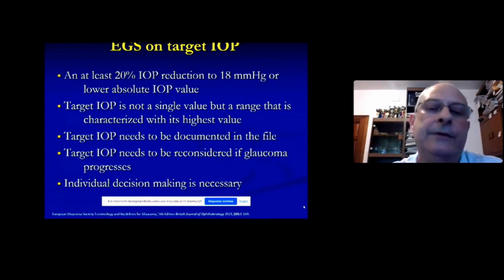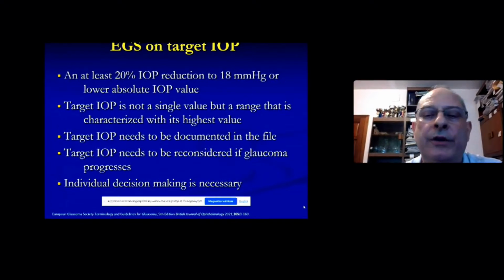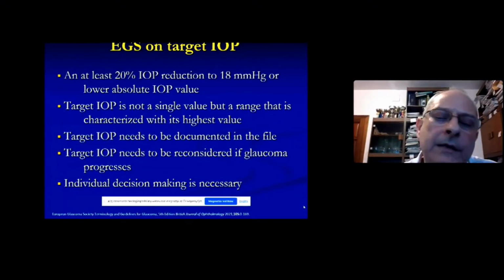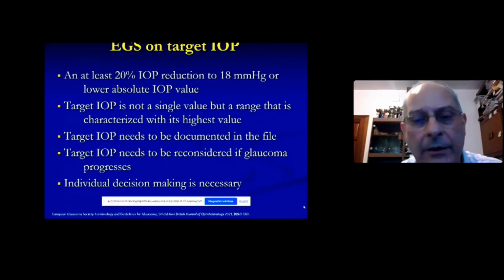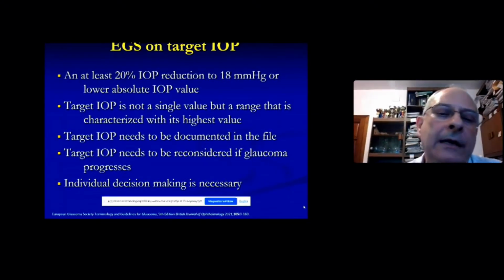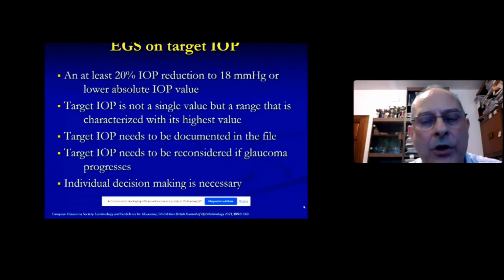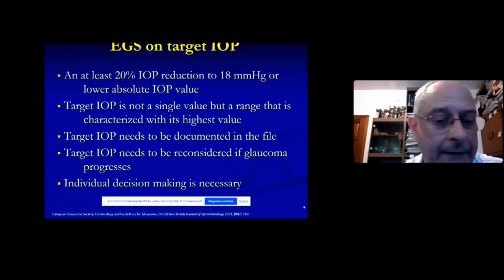The target IOP, and it's also very important, is not a single value. The value we determine is the highest value in the targeted range, and this value needs to be documented in the file when we start medication. Why is it so? Because many doctors think, oh, I just wanted to get down to whatever number. It's almost there, a little bit higher. Maybe it's a bit higher, but I don't care. This is not the right approach. We have to have a very clearly defined and documented upper limit of the targeted IOP range. Anything which is lower is welcome. Nothing which is higher is welcome.